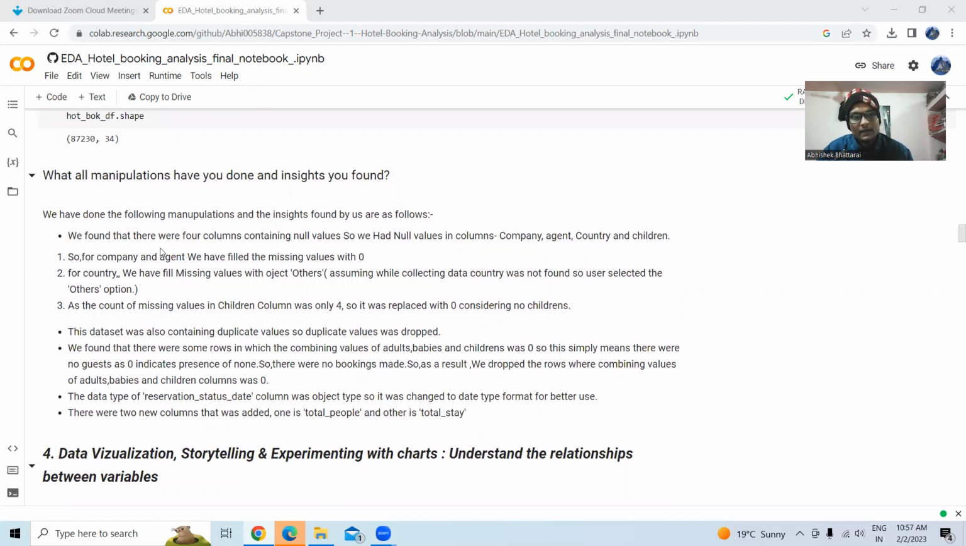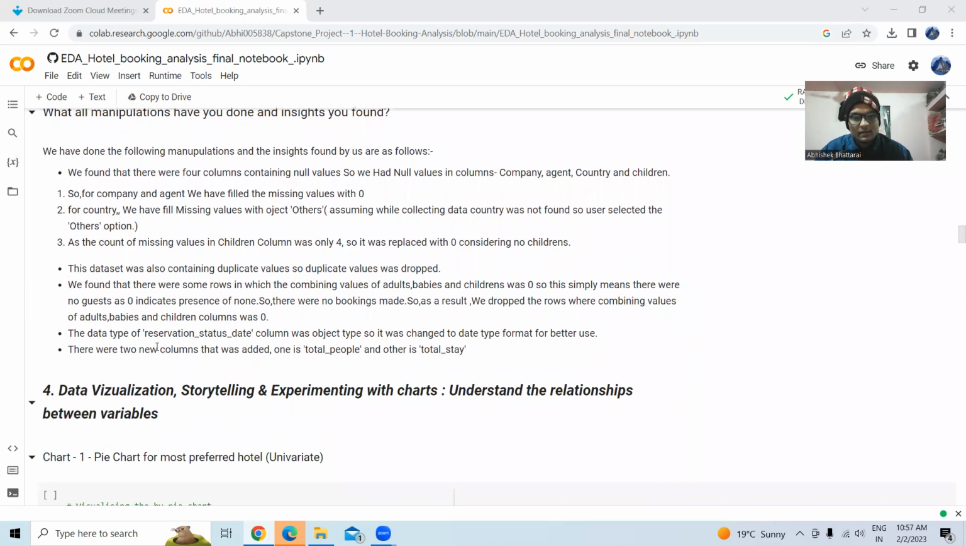We found that there were 4 columns containing null values. So we had null values in columns company, agent, country, children. For company and agent, we have filled the missing values with 0. We have discussed these things above, so the same thing I have written here. Duplicate values were dropped, and the data types were changed.